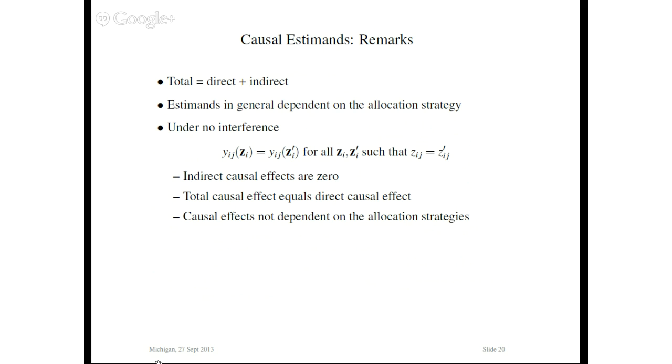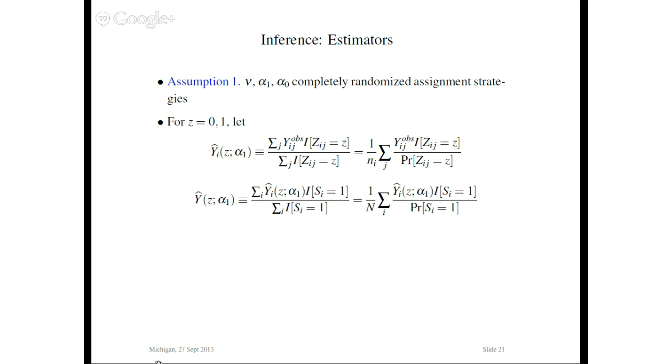This is, in the notation we're using, what the no interference assumption looks like. So it just says for individual J, their potential outcomes for treatment assignment vectors ZI and ZI prime are going to be the same whenever the jth component of those two vectors is the same. So that's just another way of stating the no interference assumption. And under no interference, the indirect effect equals zero, and therefore the total effect is going to equal the direct effect. Okay, so that's our target of inference. Those are the estimands that we're after.